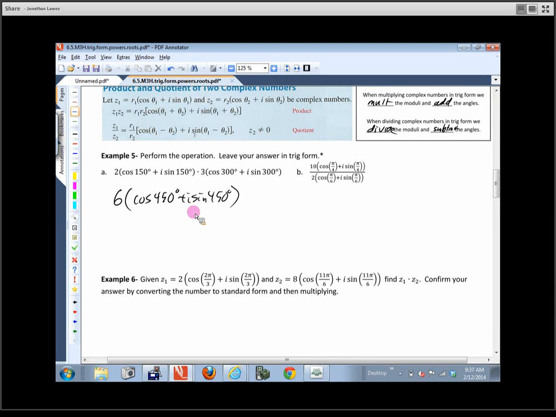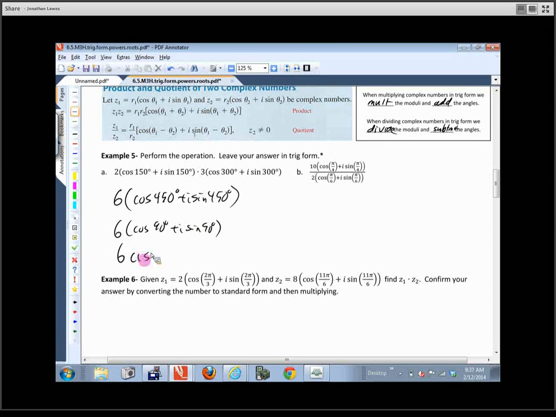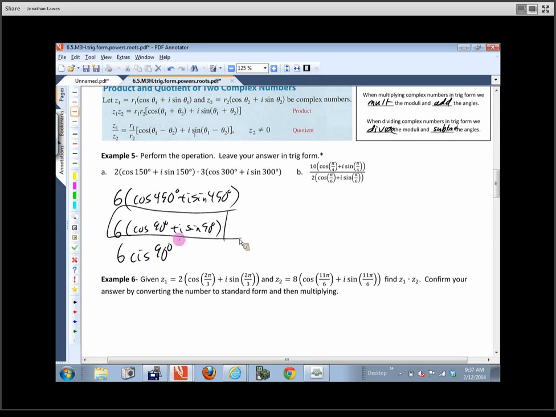It's not the smallest positive angle that's coterminal with 450. So let's subtract 360, and I get 90 plus i sine 90. If I wanted to, this answer right here is equivalent to that answer right there. Now, they don't ask for it on this one. In fact, it says specifically leave it in trig form, which is a huge advantage.